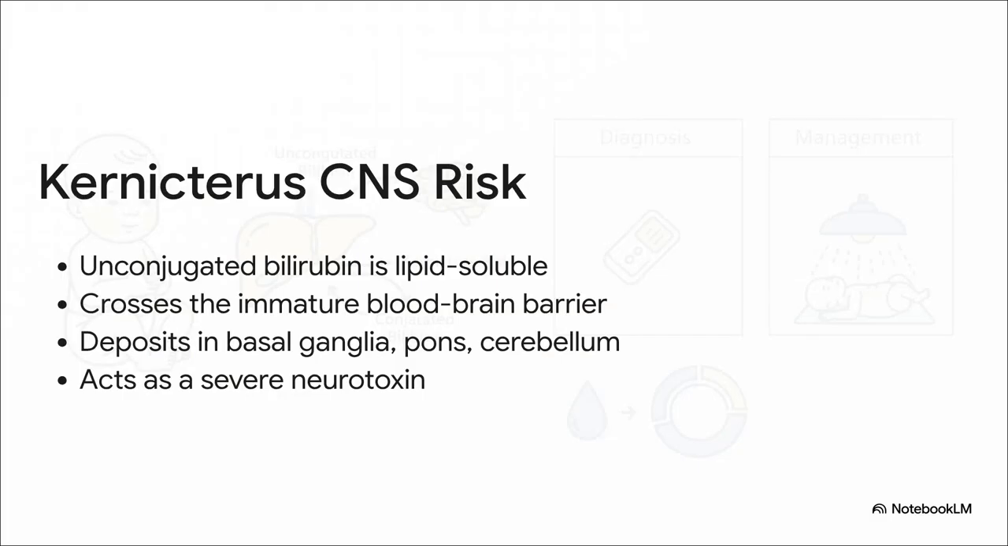Now, progressing to the ultimate neurological emergency, kernicterus. Unbound, unconjugated bilirubin is highly lipid-soluble. When the body's bilirubin load exceeds its albumin binding capacity, that free bilirubin basically operates as a severe neurotoxin. It easily permeates the immature blood-brain barrier, causing irreversible deposition and destruction, specifically targeting the basal ganglia, the pons, and the cerebellum.